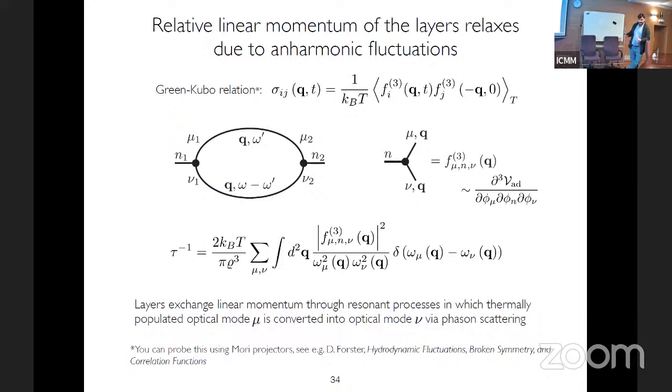You can interpret this as a sort of relaxation time. It's the characteristic time in which the relative linear momentum of the layers relaxes due to anharmonic forces between the two layers. Okay, and it's given by resonant processes in which one of these amplitude or optical modes is scattered into another by a phason mode. It's a function that in the classical limit grows linearly with temperature. So you see that these optical phonons are anharmonically coupled to these phasons, and they act as a sort of dissipative bath for the phasons, and they introduce some friction in the process.